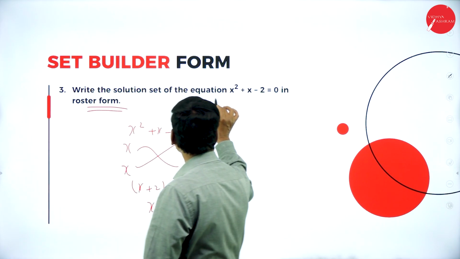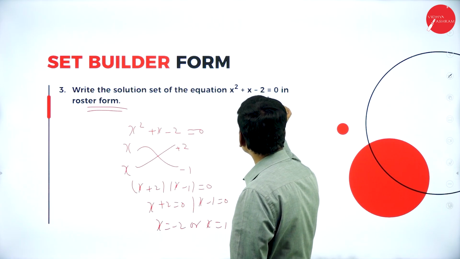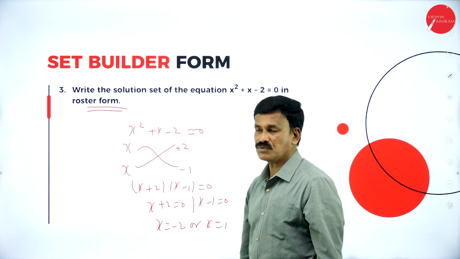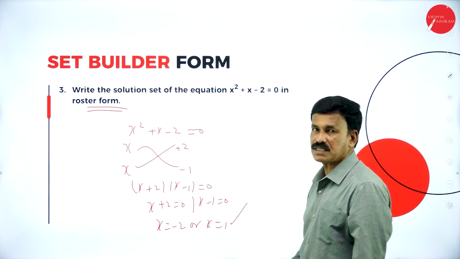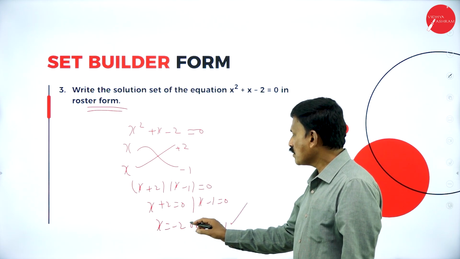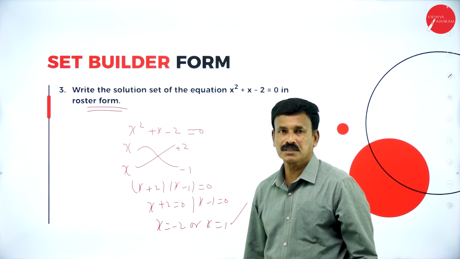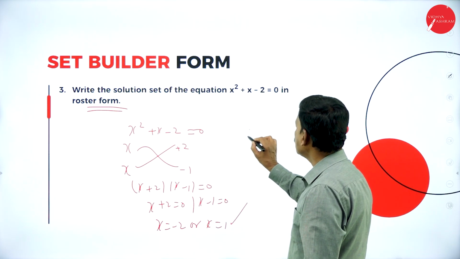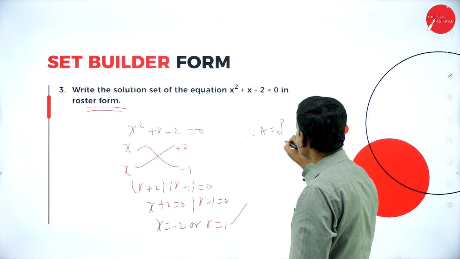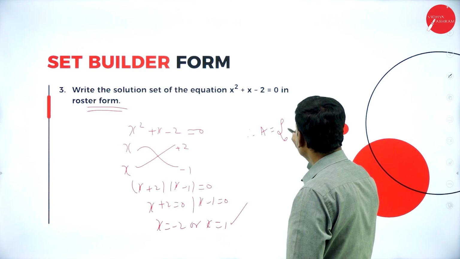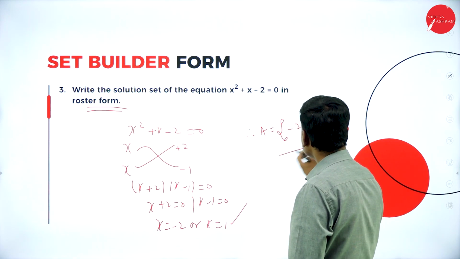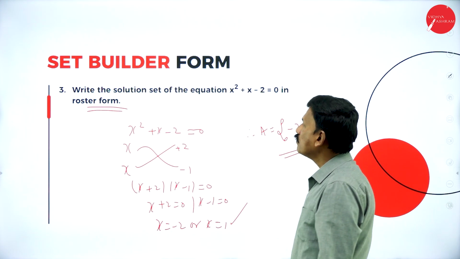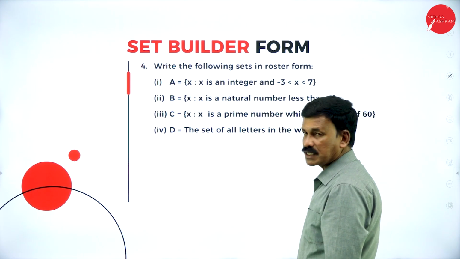Write the solution set of the equation x squared plus x minus 2 equal to 0 in the roster form. So first find out the factors for this. The roots are minus 2 and plus 1, right? So therefore the solution set A is equal to {minus 2, plus 1}. This is the solution. Now move on to the next problem.